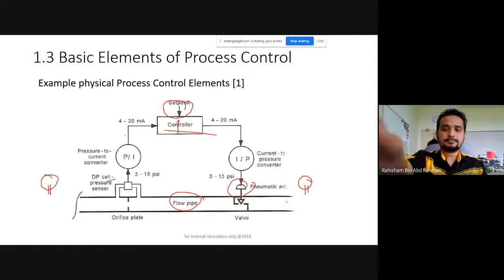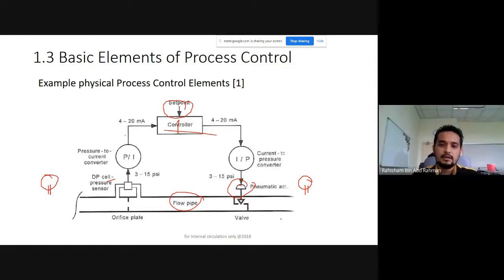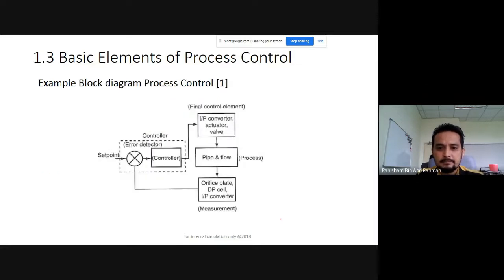Okay, so it's just the same, a repeat of what I explained before, except this one has some details on it. And this one is the block diagram, also the same. I won't repeat; you can look yourself.